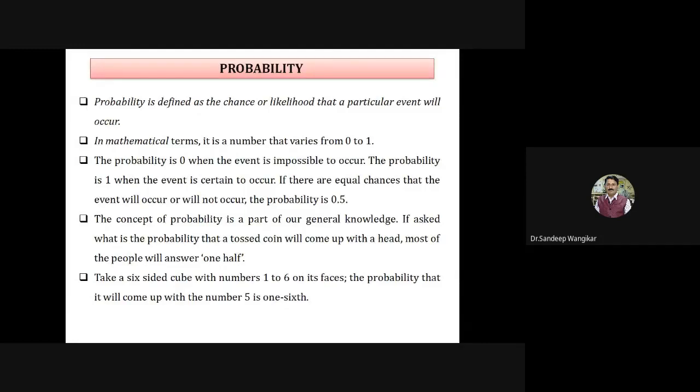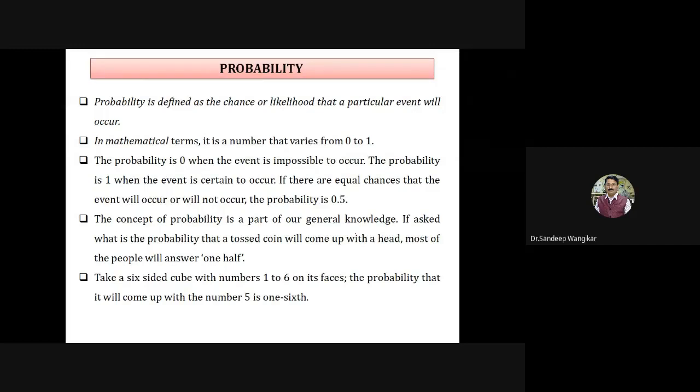So these are different cases mentioned here. When there are very few chances, negligible chances, when it is highly difficult or impossible for the event to occur, then the probability is 0 for that particular event. When the event is certain to occur, definitely it will occur, no problem in occurring the event.